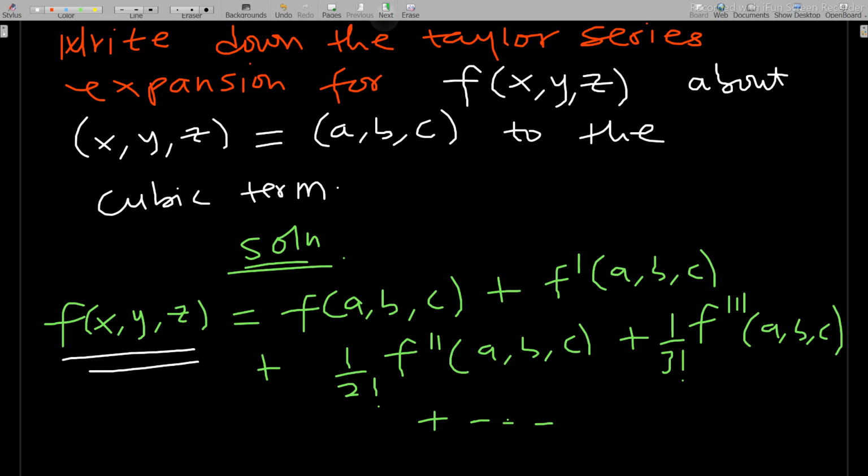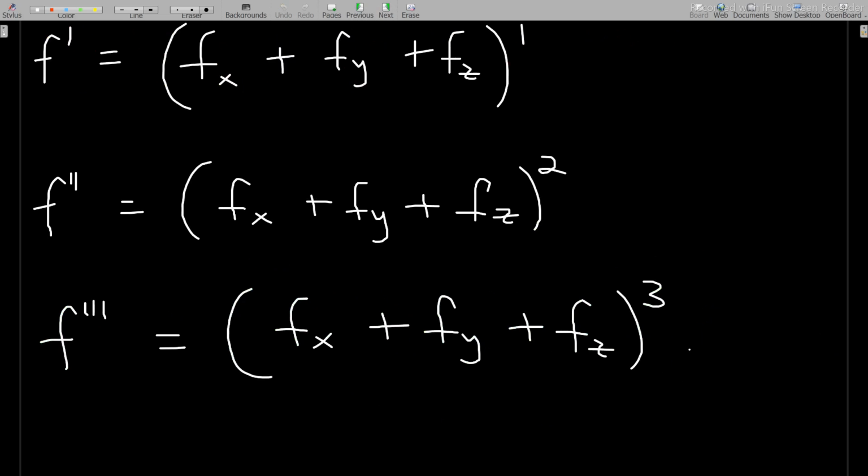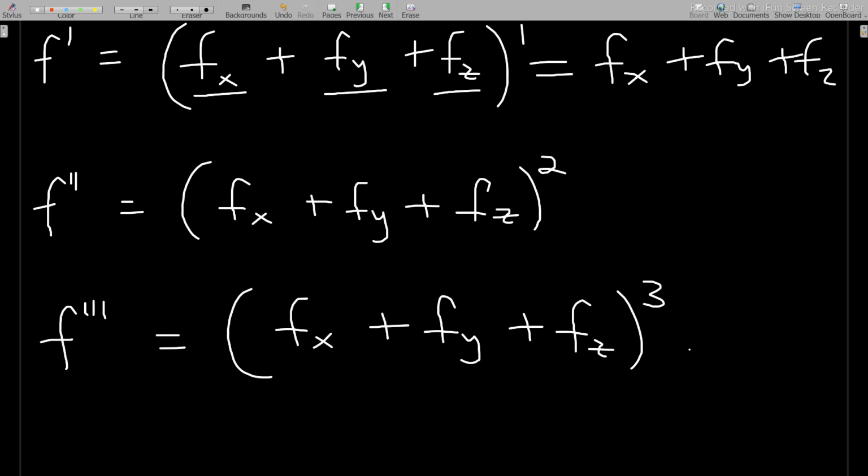The first derivative formula is given by this: f prime is equal to fx plus fy plus fz, all to the power 1, meaning the derivative with respect to x, plus with respect to y, plus with respect to z. This will give us fx plus fy plus fz, just the first derivative, that is okay. Where you have a problem is to expand this and this, and then substitute them back in our equation, then we'll be okay.